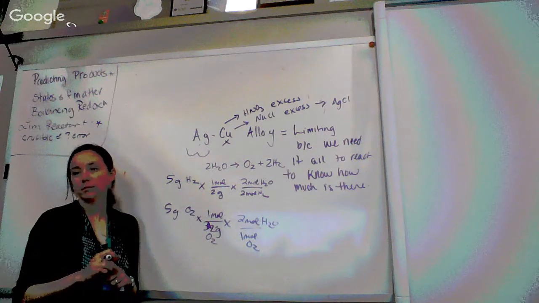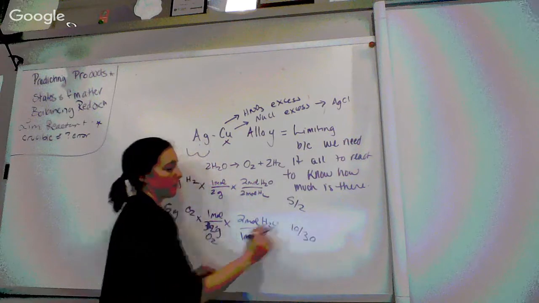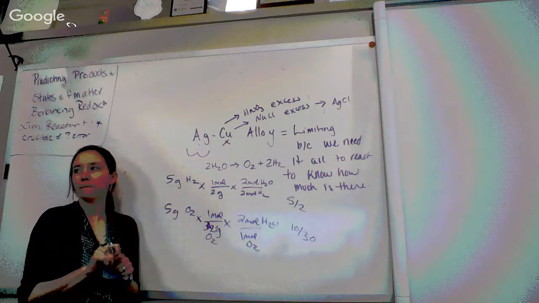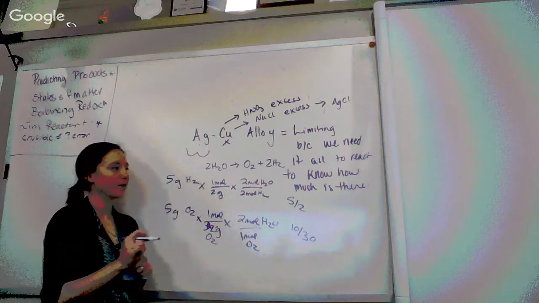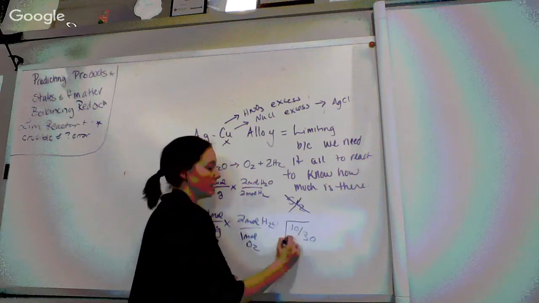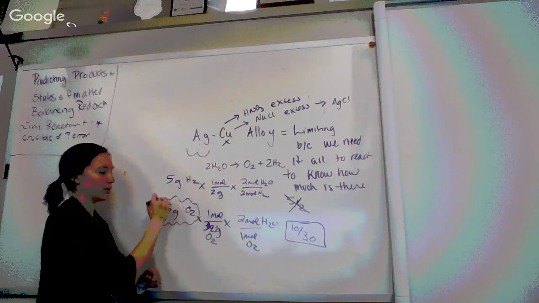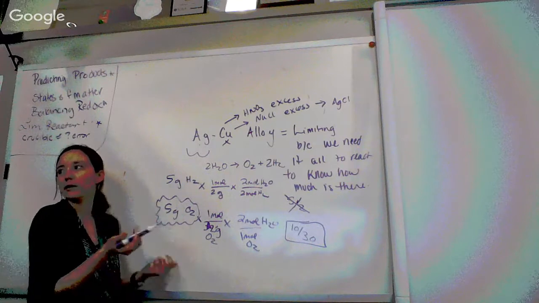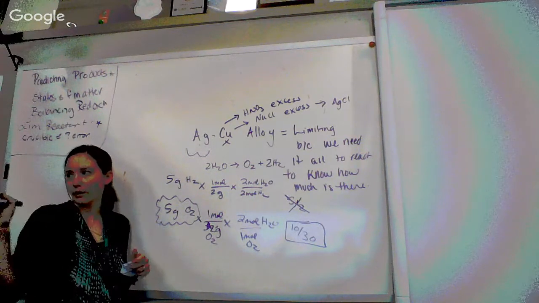You guys do that? 10/32. So which one is the bigger number? Oh, bigger than 5. Okay, so then this one can't be the right answer. So then my limiting answer would be this value. And so that would tell me that oxygen is my limiting reactant if I solved it that way. Okay. Does that make sense? That's what I think you were working through.